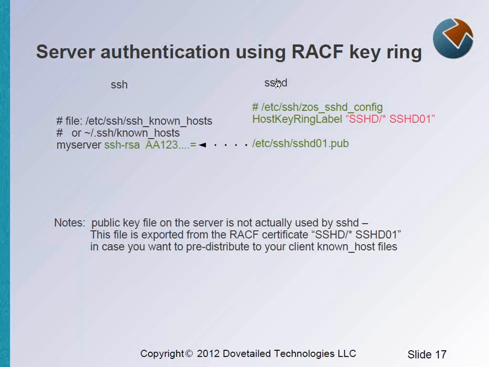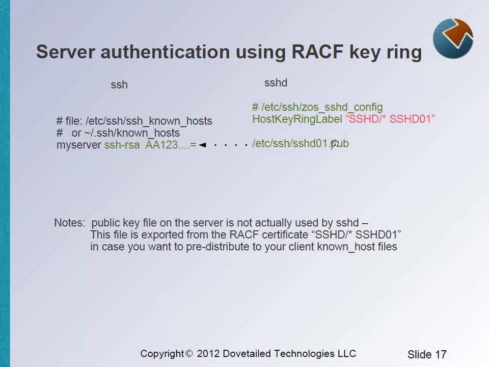On SSHD, he's the one that has the private key. Then in his /etc/ssh, the z/OS specific configuration for SSHD, this file, there's this keyword in here. Since he's running under this, I can leave the SSHD slash off, but I want to put it in there, probably just to make sure that we're talking about the right one in case someone starts a task up with the wrong user ID, maybe. So I'll refer to it that way, star space SSHD01. So this says that he's going to use this for his host key ring label. This certificate's going to have the private key in it.